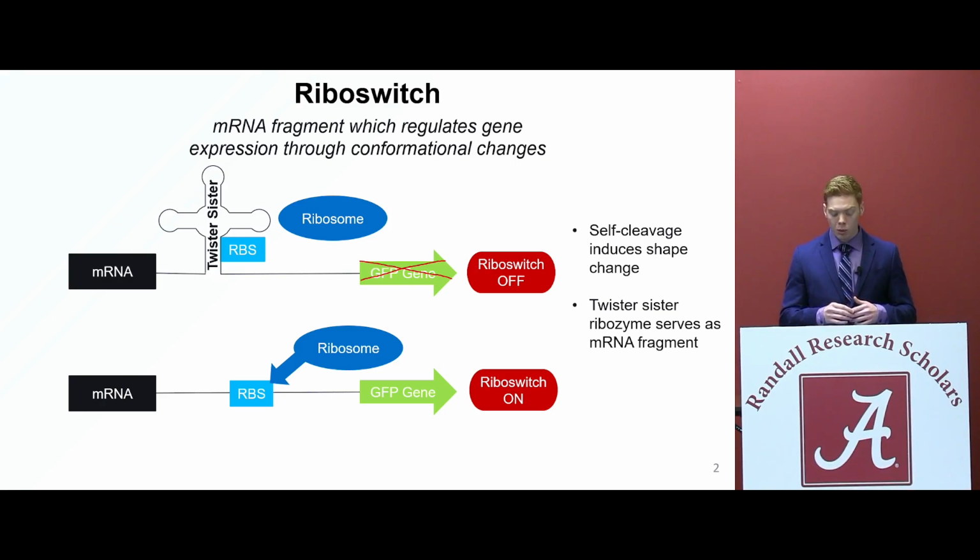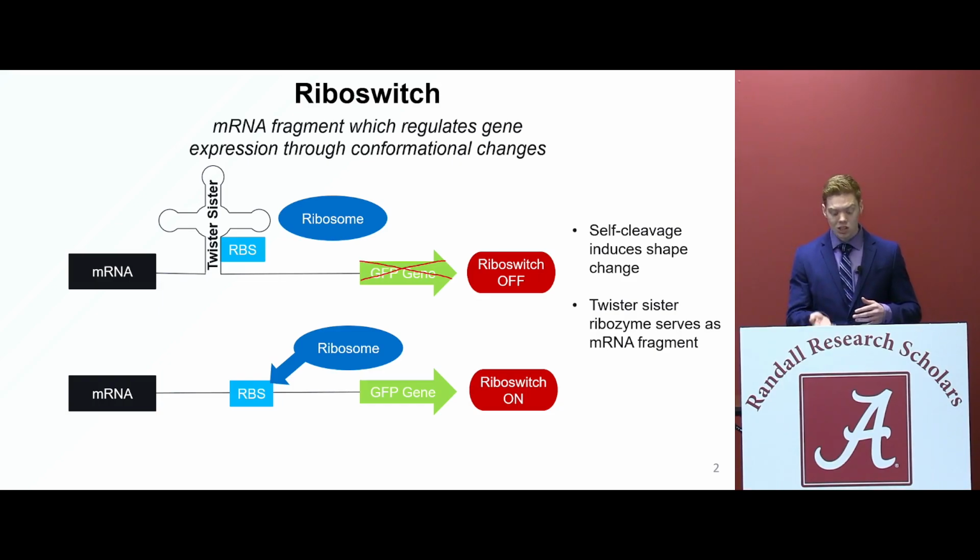First and foremost, that blue box labeled RBS stands for ribosome binding site. And as you can see, the blue oval labeled ribosome is actually unable to access said RBS. This is due to the presence of the twister sister ribozyme, the shape labeled twister sister. And due to the shape of the twister sister ribozyme, the RBS is actually hidden from the ribosome. The result of this is that the GFP gene, represented in green, is actually not expressed.